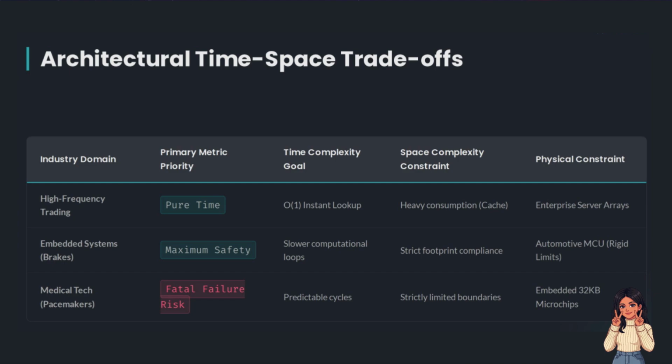If the software runs out of memory, the system crashes, and in a pacemaker or a car brake, a crash is fatal. In this environment, you don't have the luxury of caching data in memory to make things fast. You are forced to write code that takes a few extra CPU steps, meaning it has a slightly higher time complexity, solely to guarantee that its space complexity never exceeds the rigid physical memory limit of the hardware chip.